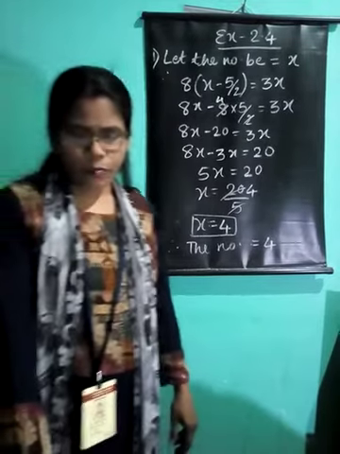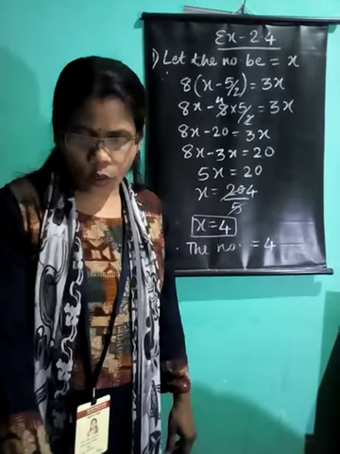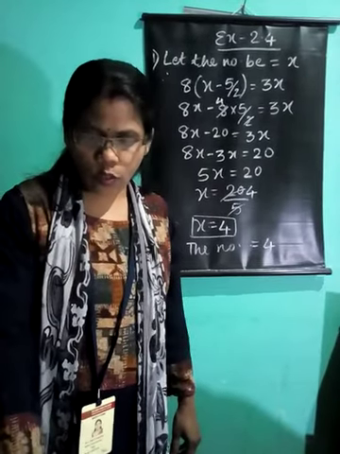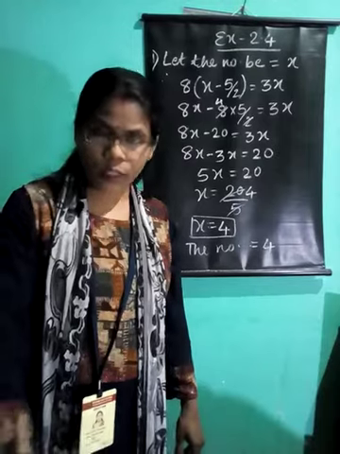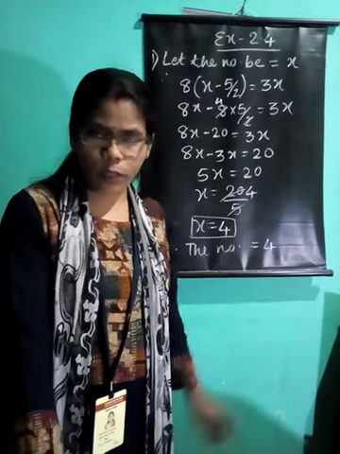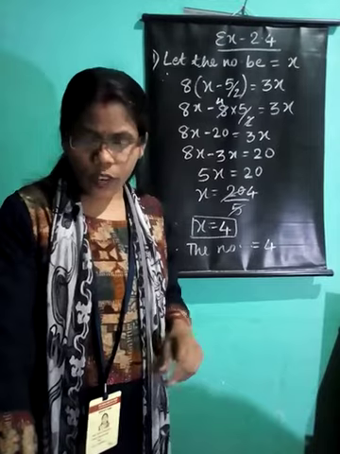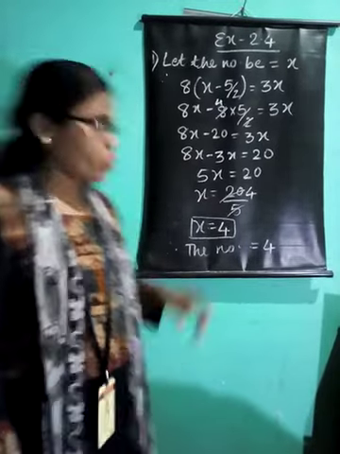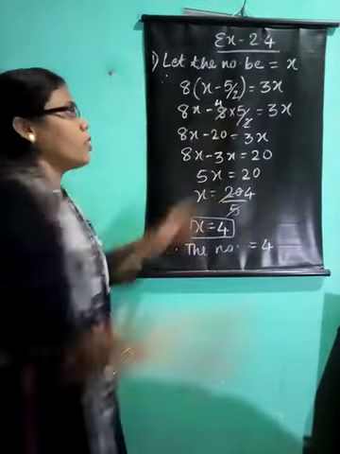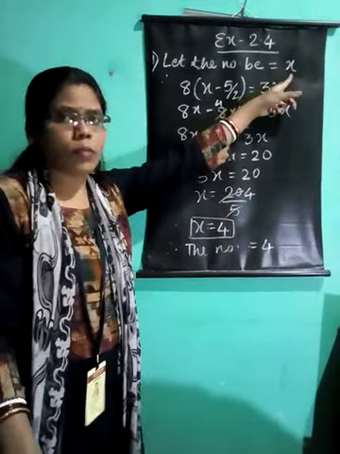First question. Amina thinks of a number and subtracts 5 by 2 from it. I repeat again. Amina thinks of a number. We don't know that number. And subtracts 5 by 2 from it. Okay. So let the number be x.